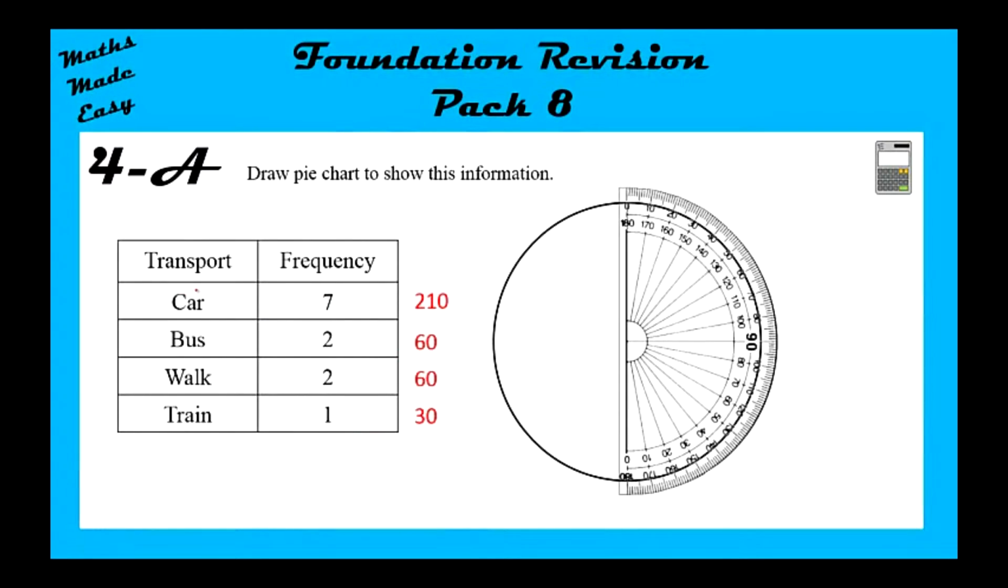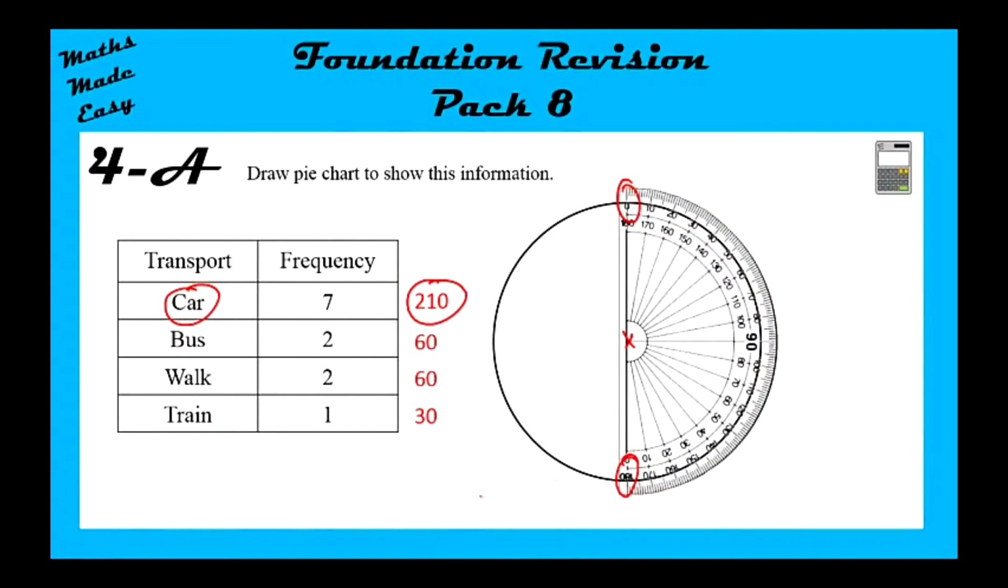So we need to draw a car section of 210 degrees. So you first take your protractor, make sure that center there is right at the bottom of the line that's already drawn for you. Make sure this 0 is at the top, and then read the outside scale until you get to your first angle. Now our first angle is 210. That doesn't even fit on the protractor. We only go up to 180. So we need 30 more degrees.